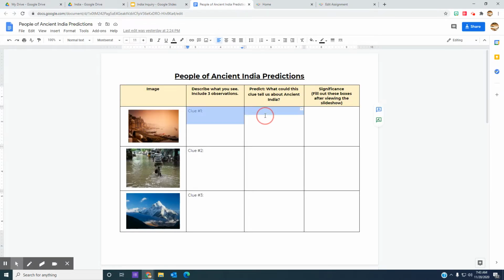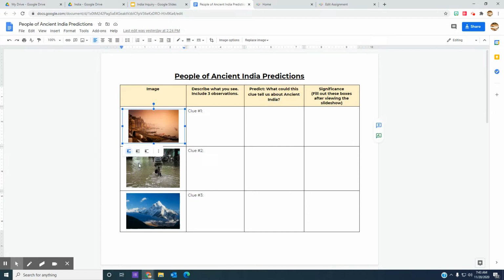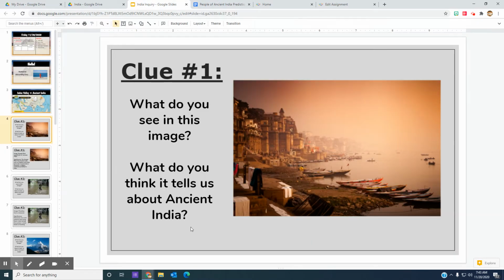Yesterday you were supposed to fill in this chart. You were supposed to fill in the first two columns for each of the clues. You were supposed to write 3 observations that you see in each picture and a prediction about what this picture could tell us about people in ancient India. What could this picture of modern India reveal to us about people thousands of years ago? Today you're going to be filling in the significance column, basically like taking notes. You'll be writing in all of the things that I tell you on the slide.